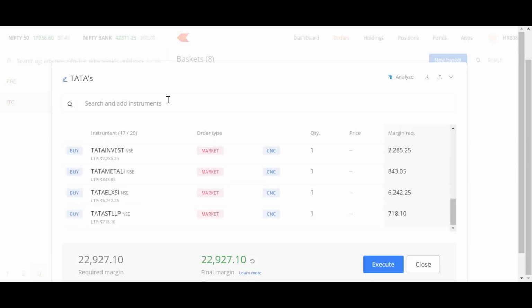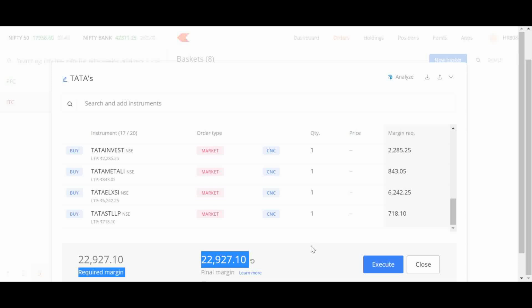For that, the required margin is around 22,000 to 23,000. So instead of buying them one by one, if I add them here and click on execute, and this particular margin is available in my demat account, then the order will get executed. The same thing I can do whenever I feel like buying the stocks of the Tata group. So a basket is nothing but a place where you can add a number of stocks and execute them by just clicking once.